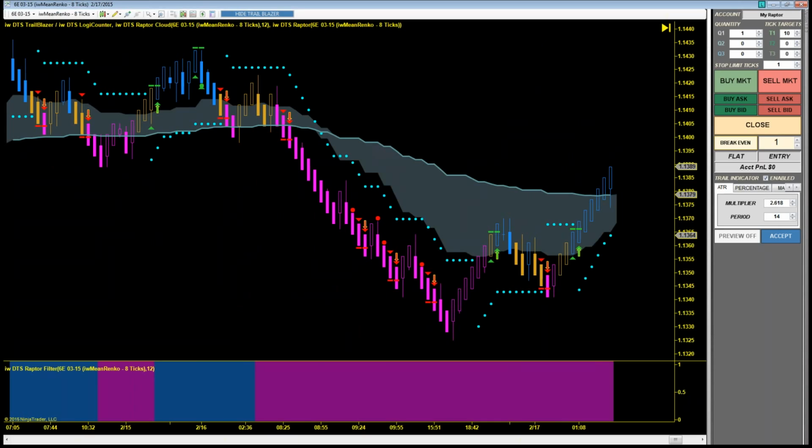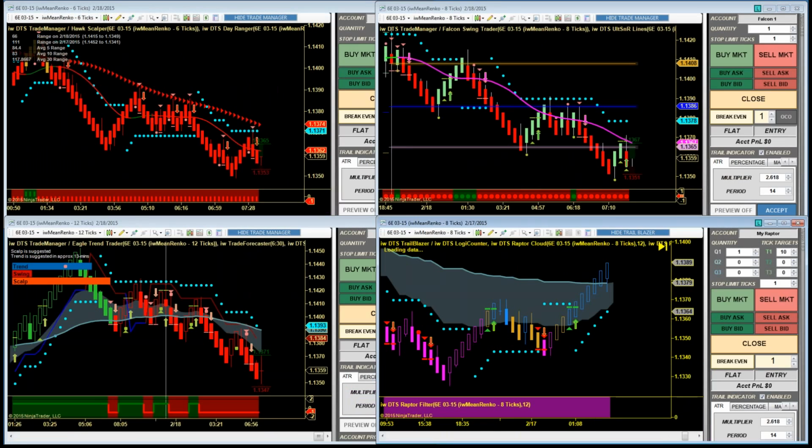Oop, you want to see it from the overnight. Here we go. Here's a double pullback, which failed, goes into the hard edge, and then here's our trend change signal to the upside. So that was a solid signal.